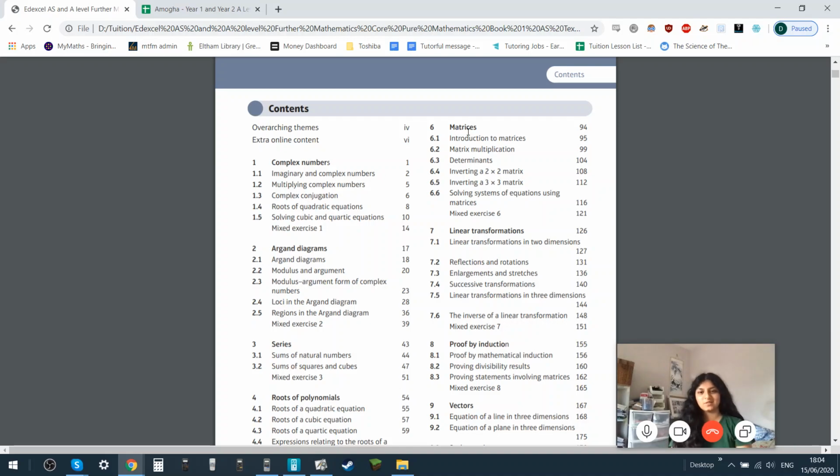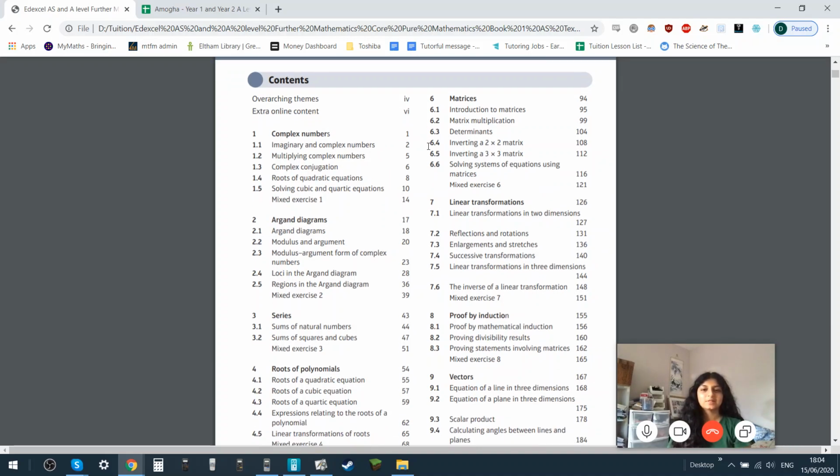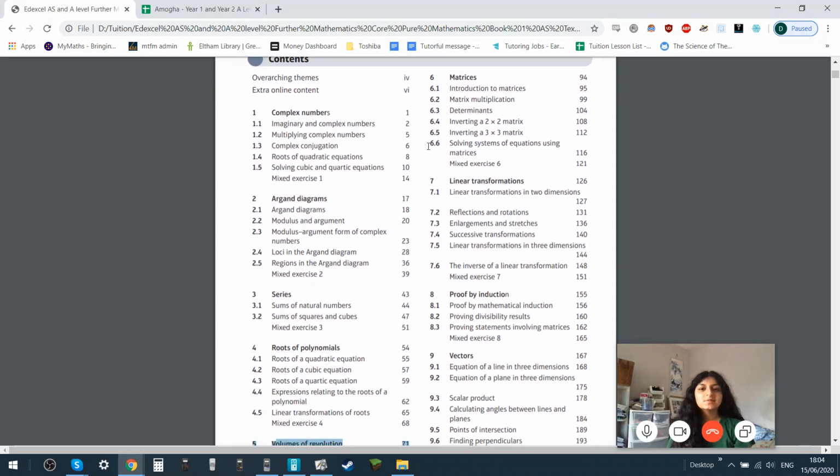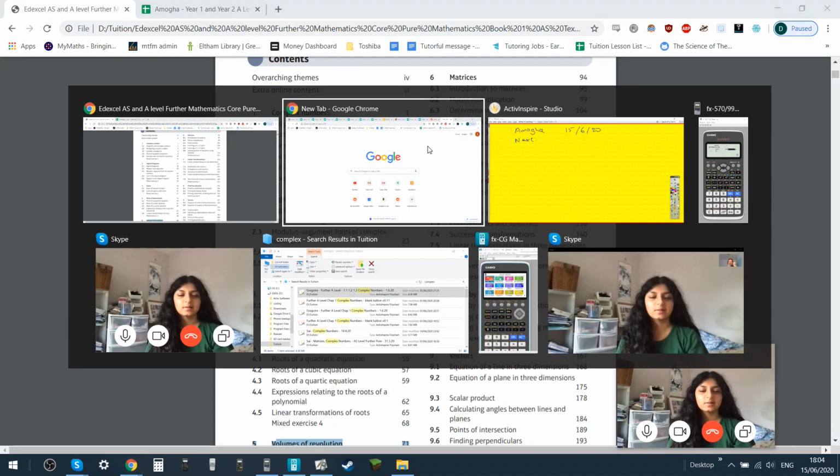I don't like matrices because I did some in GCSE, so I vaguely remember it. But it's way harder. What did you say about matrices? I don't mind doing it. Okay, we can do matrices.